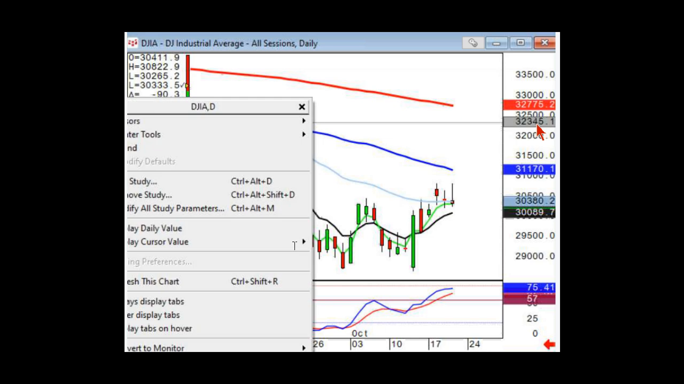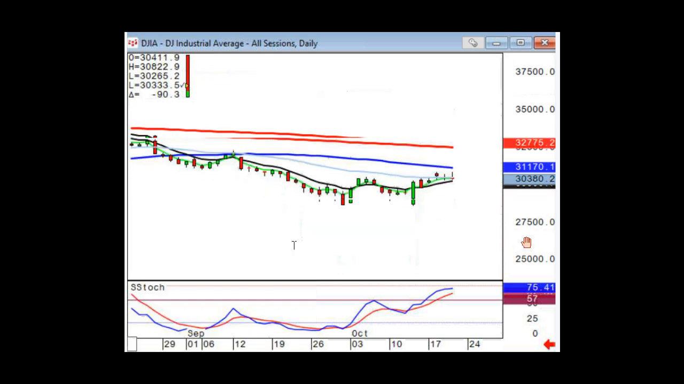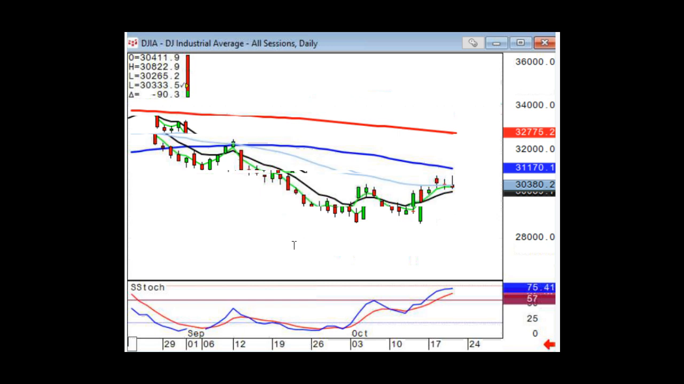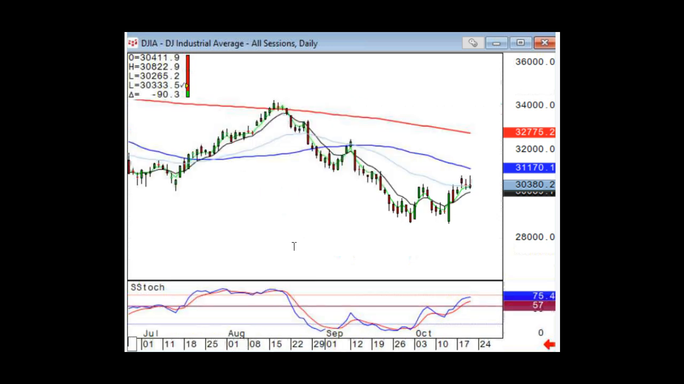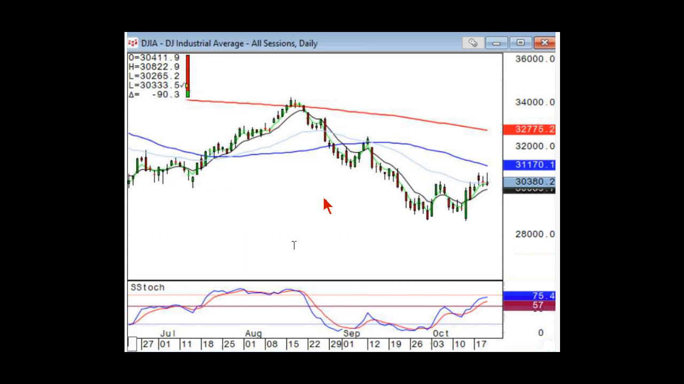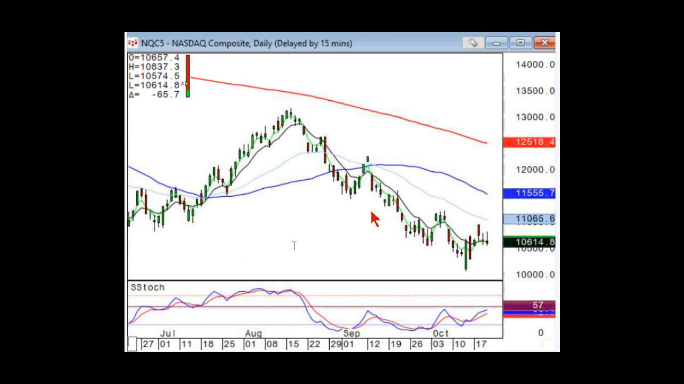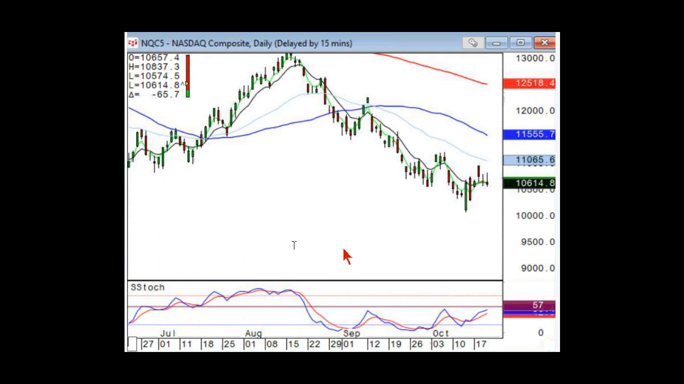Darn, I keep doing that. So we've got to be careful we're not in this kind of mode. And this kind of mode would be more illustrated if you see weakness tomorrow and they bring the indexes back down below the T-line. All right, that's about all I got.